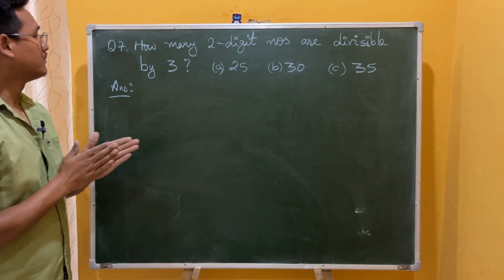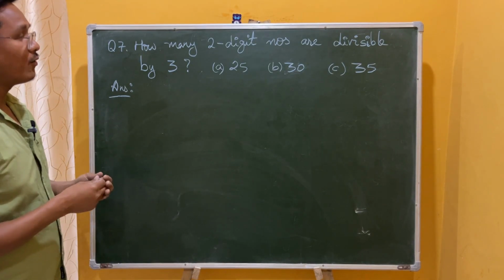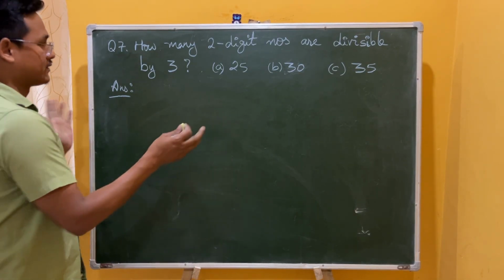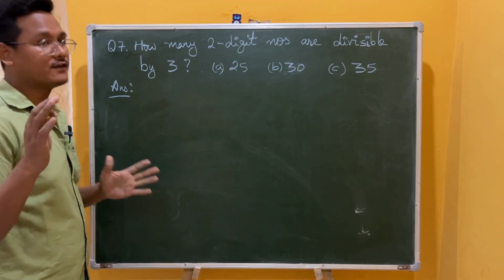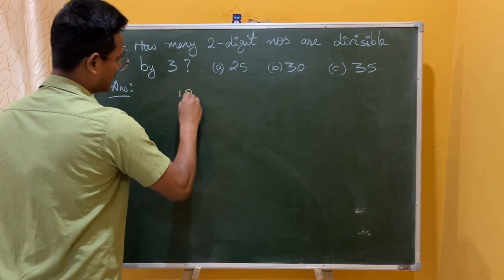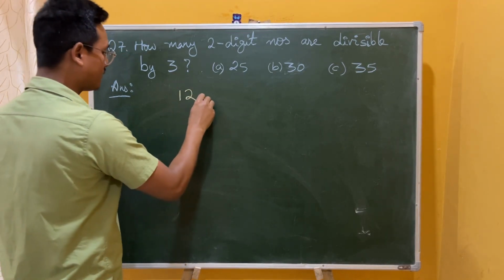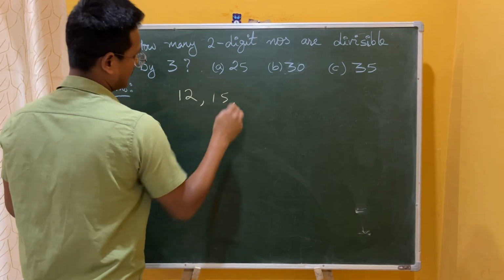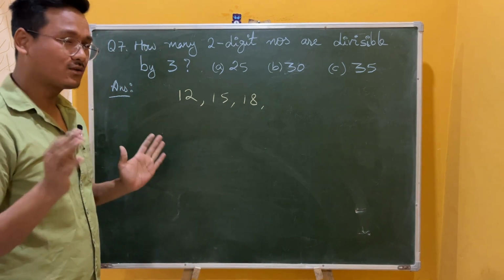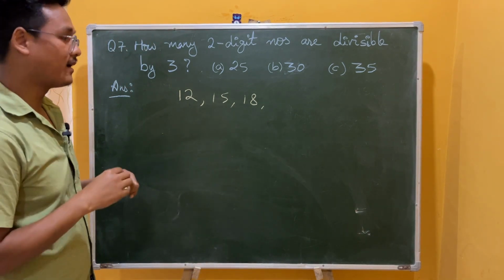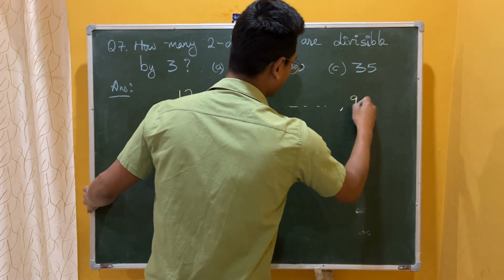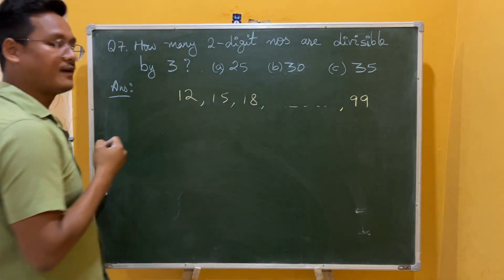Okay. Question number 7. It says, how many two-digit numbers are divisible by 3? So, tell me the first two-digit number which is divisible by 3. It's 12. The second two-digit number is 15. Likewise, the third is 18, and so it goes on. What is the last two-digit number which is divisible by 3? It is none other than 99, right?